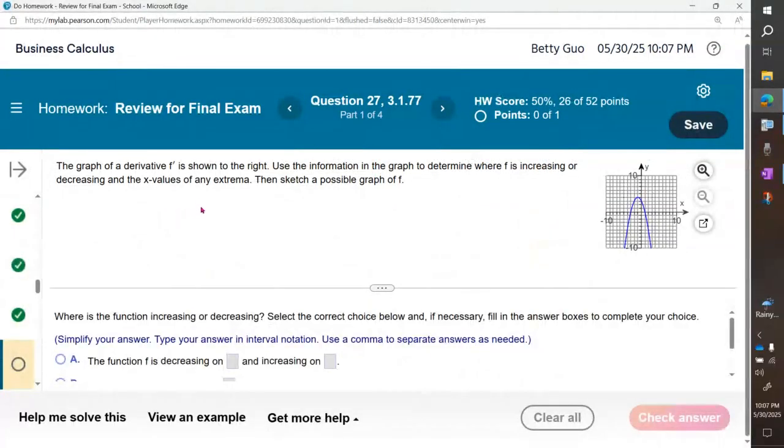The graph of the derivative f prime is shown to the right. So this is not the graph of f. Instead, it's the graph of f prime. Use the information in the graph to determine where f is increasing or decreasing and the x values of any extrema. Then sketch a possible graph of f.